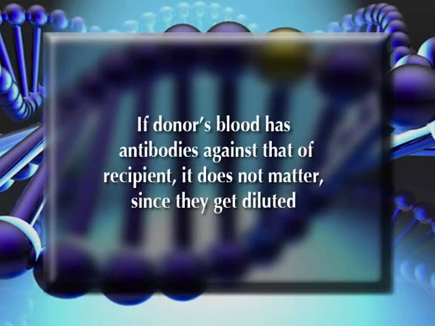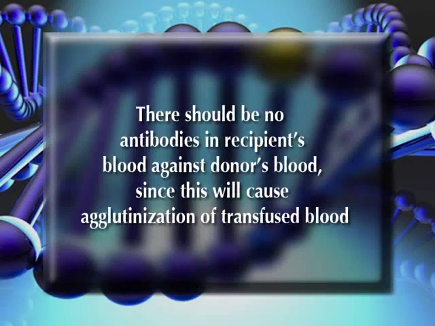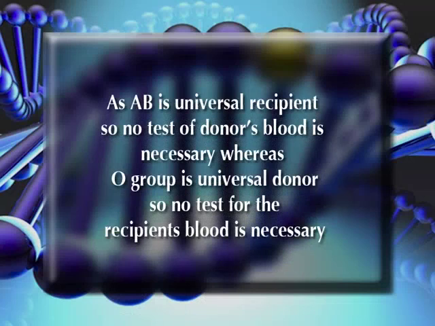If the donor's blood has antibodies against the recipient, it does not matter since they get diluted. However, there should be no antibodies in the recipient's blood against the donor's blood, since this will cause agglutination of transfused blood. As AB is the universal recipient, no test of donor's blood is necessary. Whereas O group is the universal donor, so no test for the recipient's blood is necessary.